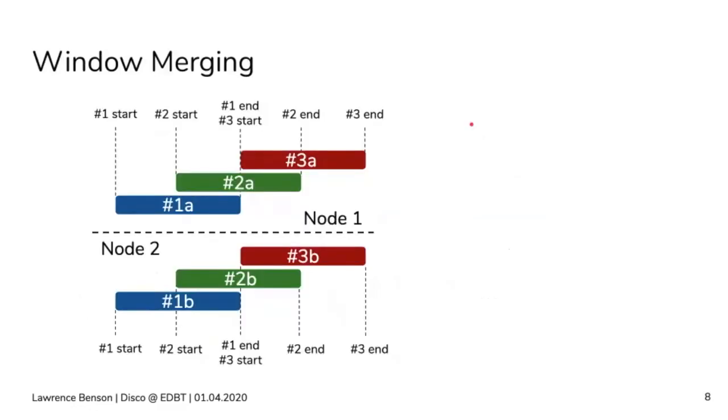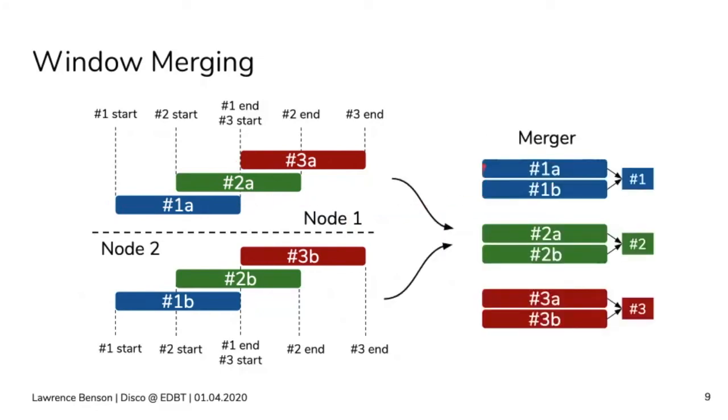So when we're speaking about this window merging, what exactly are we merging? We can see here windows on two different nodes. Same colored windows represent the same logical window. And we can see here that window one starts and ends, for example, at the same time on both nodes. And the window merger can then use this information to actually align the windows and merge the correct result.